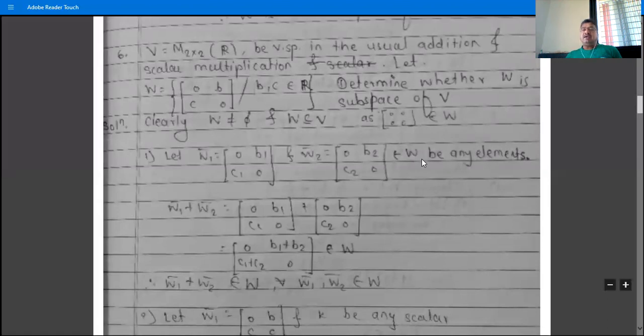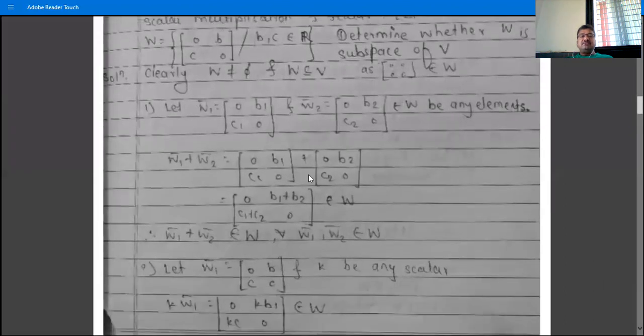W2 is [0, B2; C2, 0], belonging to W, any two elements. Now we have to find their addition. So what is W1 bar plus W2 bar? Either take notation U bar and V bar, or W1 bar and W2 bar. W1 bar plus W2 bar is [0, B1; C1, 0] plus [0, B2; C2, 0]. We add these two elements by using usual addition, that is 0 plus 0 is 0, B1 plus B2, C1 plus C2, and 0 plus 0 is 0.